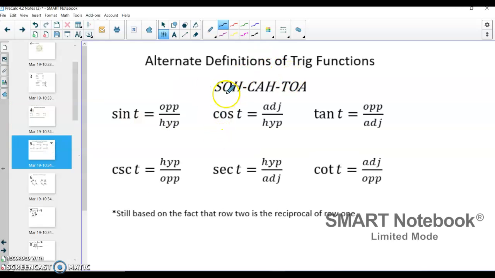Okay. Another way to see it is SOHCAHTOA, where sine is opposite over hypotenuse, cosine is adjacent over hypotenuse, and tangent is opposite over adjacent. Well, when you have these other trig functions, they flip them. So it's hypotenuse over opposite, hypotenuse over adjacent, and adjacent over opposite.